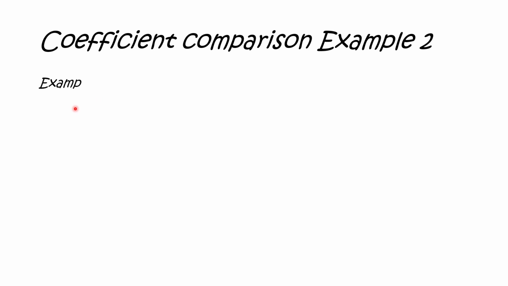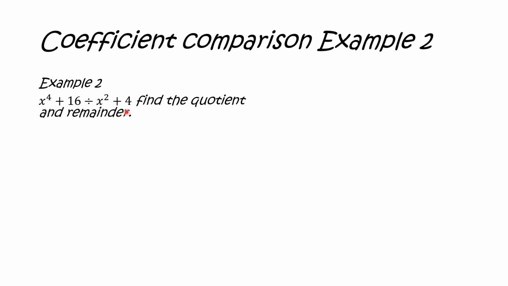Right. So now, moving on to the next example. In the next example that we have, we are looking at this particular example. With the example here, we do not know if this is a factor because we are just given the dividend and the divisor, and we are asked to find the quotient and the remainder.